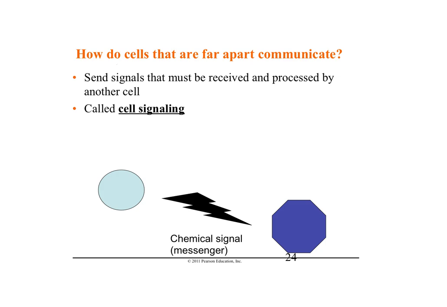We're going to talk about communication between cells that are far apart. We just talked about how cells are stuck together and how they can send signals through gap junctions and plasmodesmata. But how do they communicate if they're not right next to each other? We call it cell signaling.